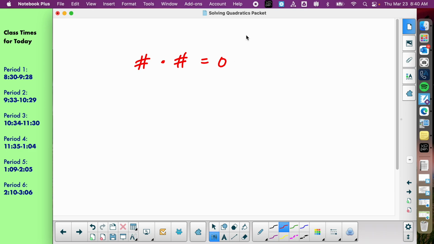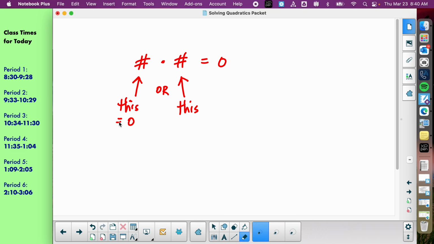Mike, what's the only way you can get 0 as an answer if you're multiplying two numbers? Perfect. So if you're multiplying two things and it's equal to 0, you know that this is equal to 0 or this is 0. We don't know which one. I should say, let me write the word "is," maybe that'll help a little bit.